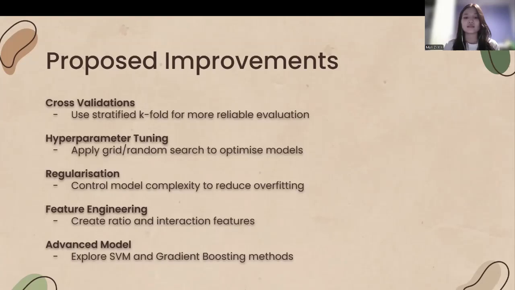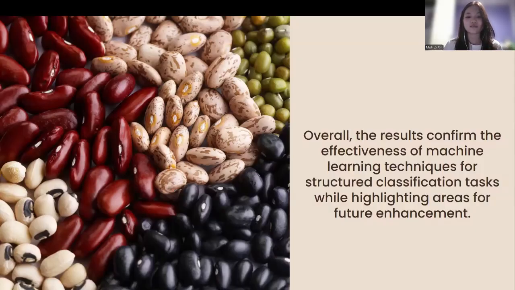In conclusion, this project successfully developed and evaluated multiple machine learning models for dry bean classification. Through systematic preprocessing, dimensionality reduction, and comparative analysis, we found that ensemble methods achieve the strongest overall performance. Although limitations such as overfitting, feature overlap, and limited tuning were identified, practical improvements have been proposed to enhance robustness and generalization. Overall, our results demonstrate the effectiveness of machine learning for agricultural data and provide a clear direction for future optimization.